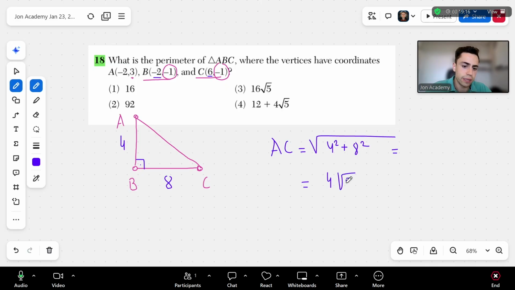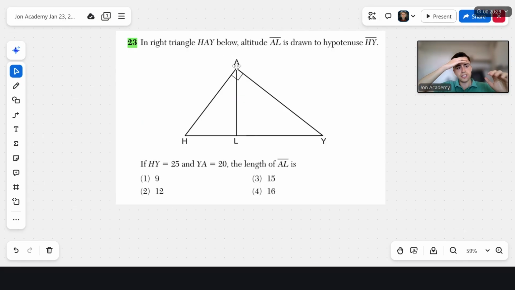And then the perimeter is the sum of the 3 side lengths, no? So it's gonna be 4 plus 8 plus 4 square root of 5, which is this one, the fourth option, no? You see? So very good. Here, it could be much longer if you use the distance formula, but doing a good drawing, you can do it much faster. So let's see this next one.